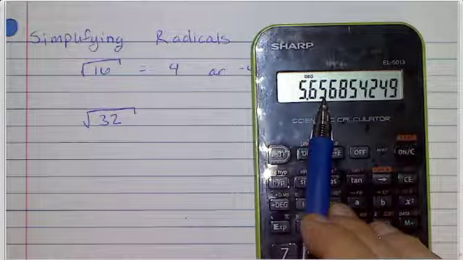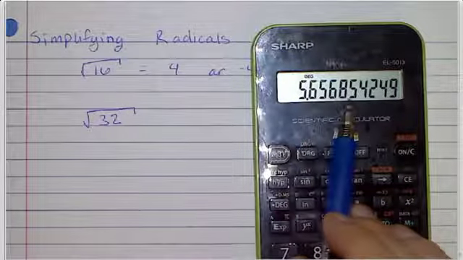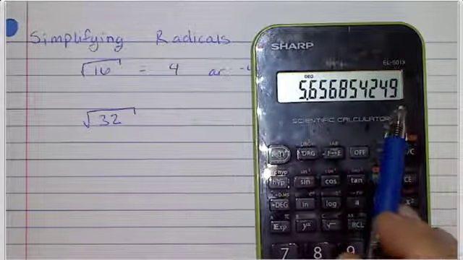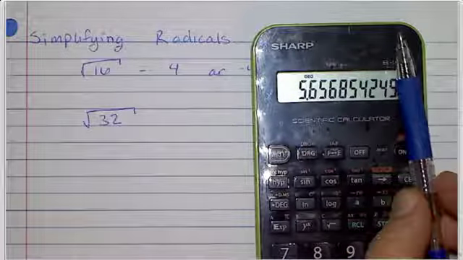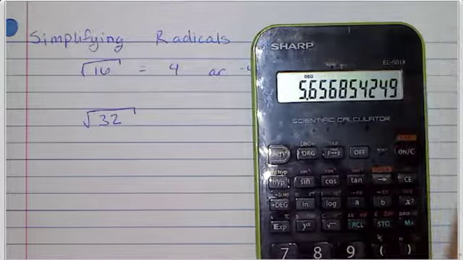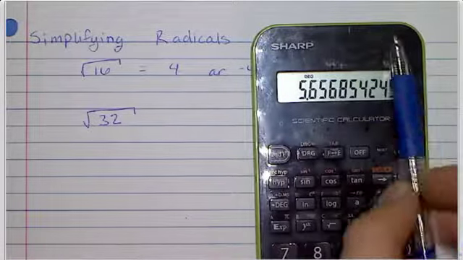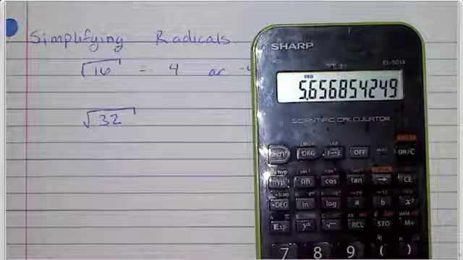Like it's 5, 6, 5, 8, 5, 4, 2, 4, 9. And this actually goes on for forever. My calculator can only display however many characters it can, 10 or 11. But this goes on for forever past the screen. It goes on without ever stopping.